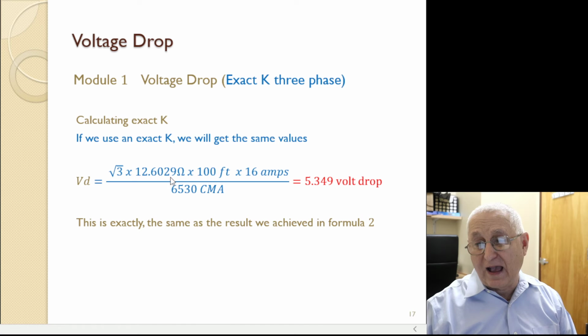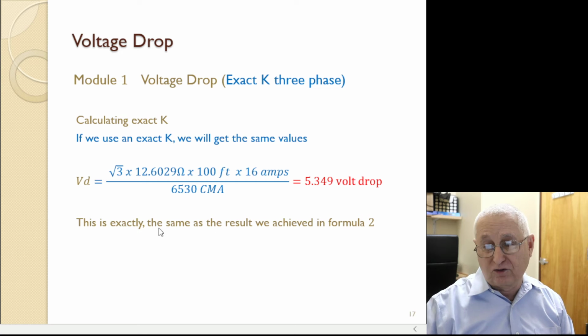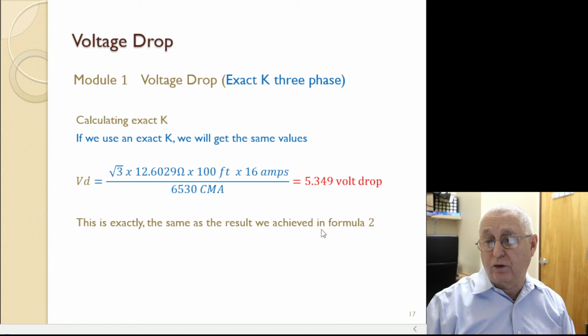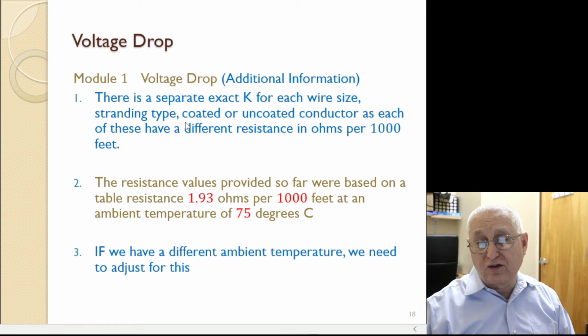If we use exact K for the three-phase formula, square root of 3 times 12.6029 ohms times 100 feet times 16 amps divided by the circular mill area of 6530, we would have 5.349 volt drop. That's exactly the same result we achieved in Formula 2. There is a separate exact K for each wire size.